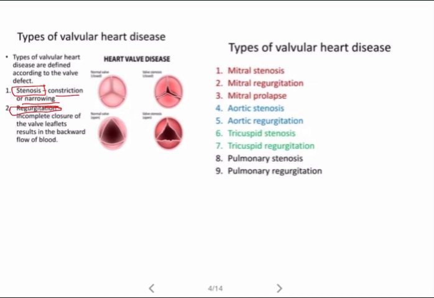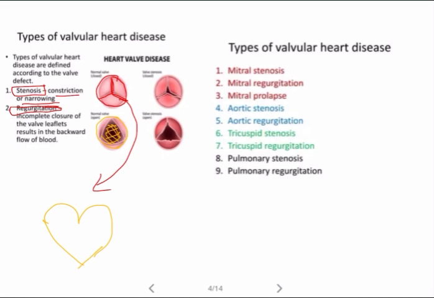To make sure you understand it, I'll just add on here. Usually when a valve is closed, it looks like this. This is the way a valve or a heart chamber looks when it is closed. But in incomplete closure, whenever complete closure is attempted, the valve does not close and there is an opening defect. This causes regurgitation of the blood. So regurgitation means that there is a backward flow of the blood.